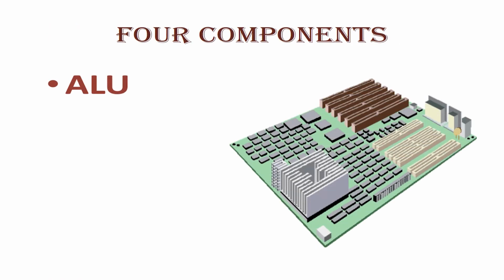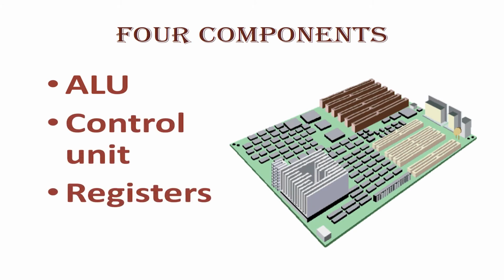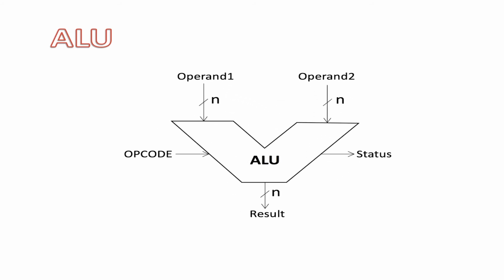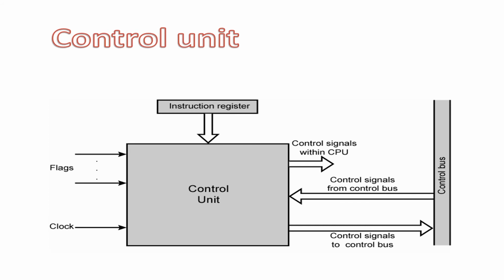The ALU, the control unit, the registers, and the clock are the four main components of the CPU. Let's learn a little about these components. The arithmetic logic unit, ALU. It performs arithmetic and logic operations on data, permitting data to enter and leave the CPU. The control unit. It fetches the instructions from memory to be executed. It then decodes the instruction and finally issues control signals to other units or systems involved in execution.